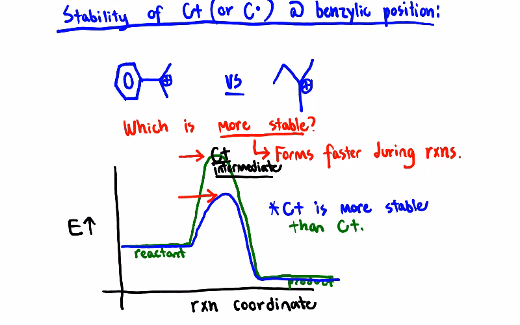So the carbocation in blue there is more stable, lower in energy than the carbocation in green. That means it's going to form faster and it's going to yield product faster. So we describe that reactant as being more reactive.